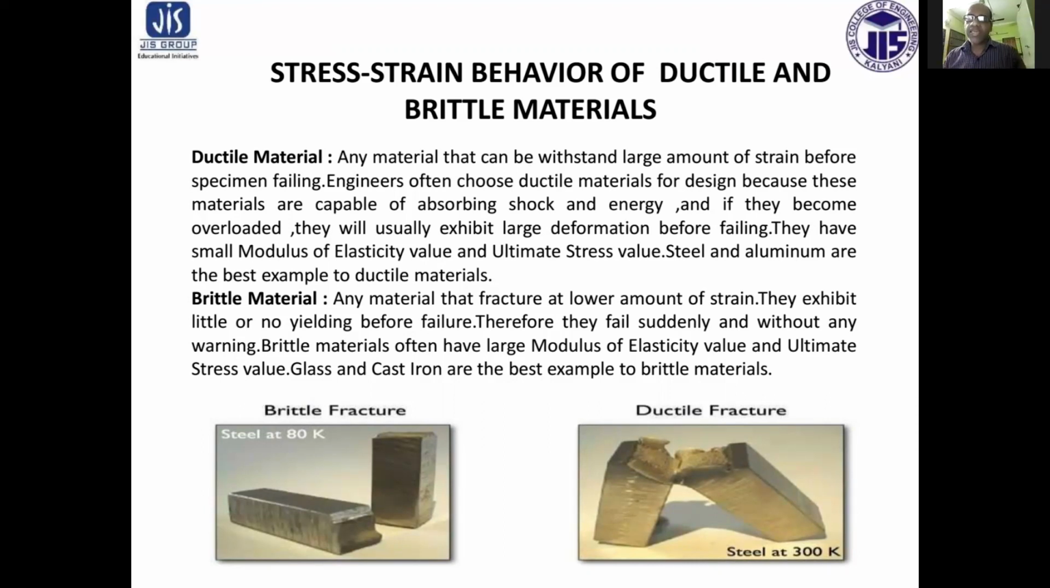Brittle material is any material that fractures at a low amount of strain. They exhibit little or no yielding before failure. Therefore, they fail suddenly and without any warning. Brittle materials often have large modulus of elasticity value and ultimate stress value. Glass and cast iron are the best examples of brittle material.